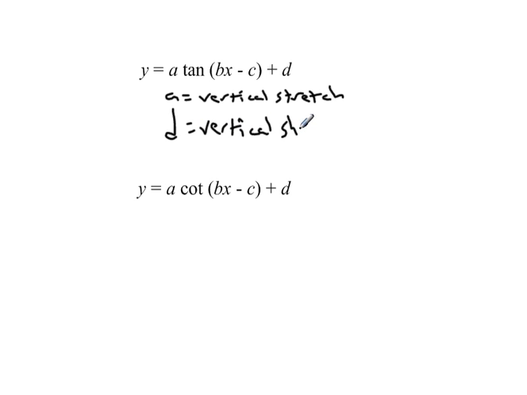So one nice thing is all these transformations that we learned way back at the start of the year, they still hold true. Now to find your period, what you do is you take pi over b. That'll give you your period. Now, remember for sine and cosine, it was 2 pi over b. For tangent and cotangent, it's just pi over b, simply because the basic graphs of these repeat every pi units, not every 2 pi units. C still gives you some kind of horizontal shift.